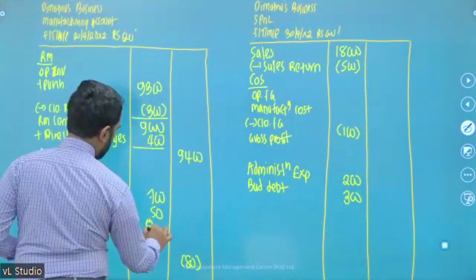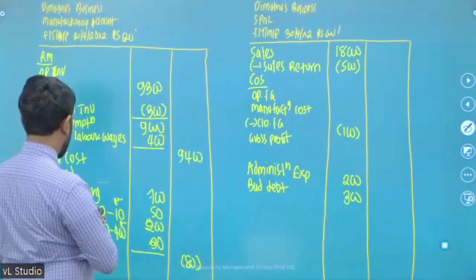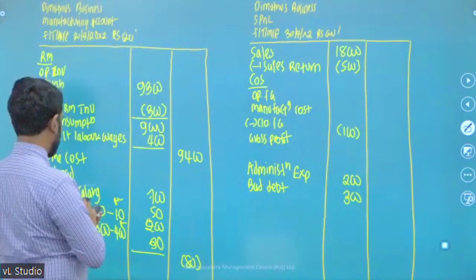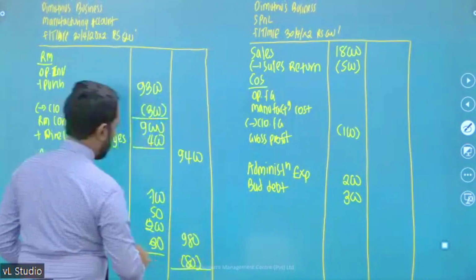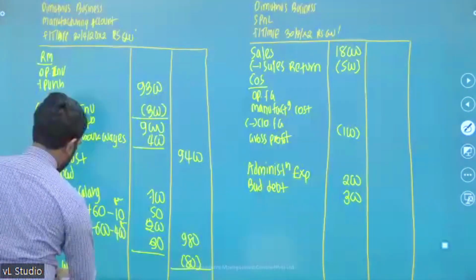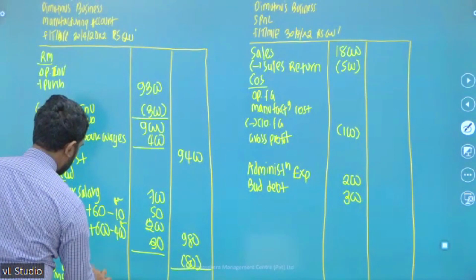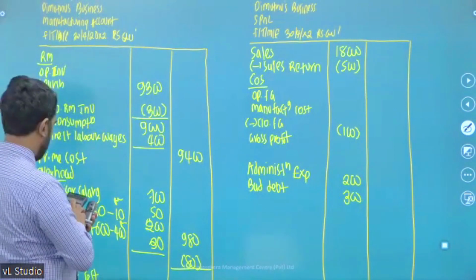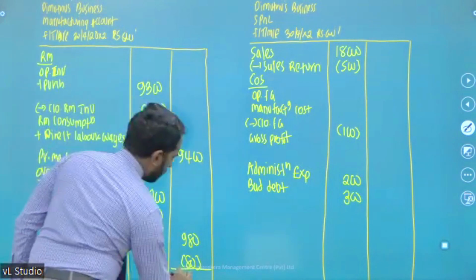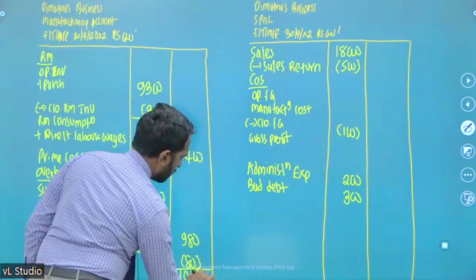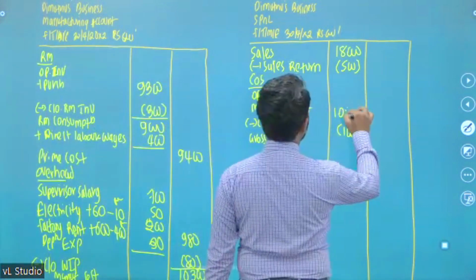Right? 200 here. So the overhead cost will come to 700 plus 50 plus 230. It's 980. So my closing manufacturing cost will come to 9,400 plus 980 minus 80, 10,300. My manufacturing cost will come to 10,300.